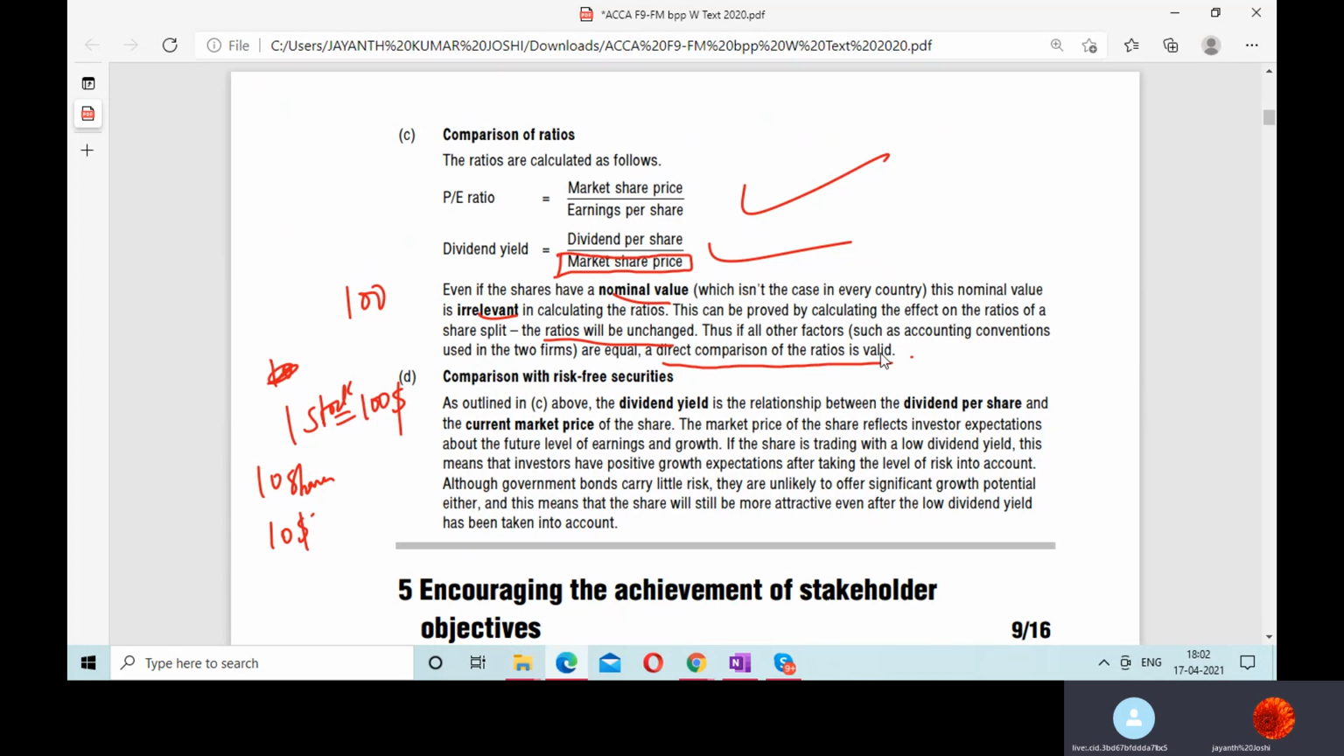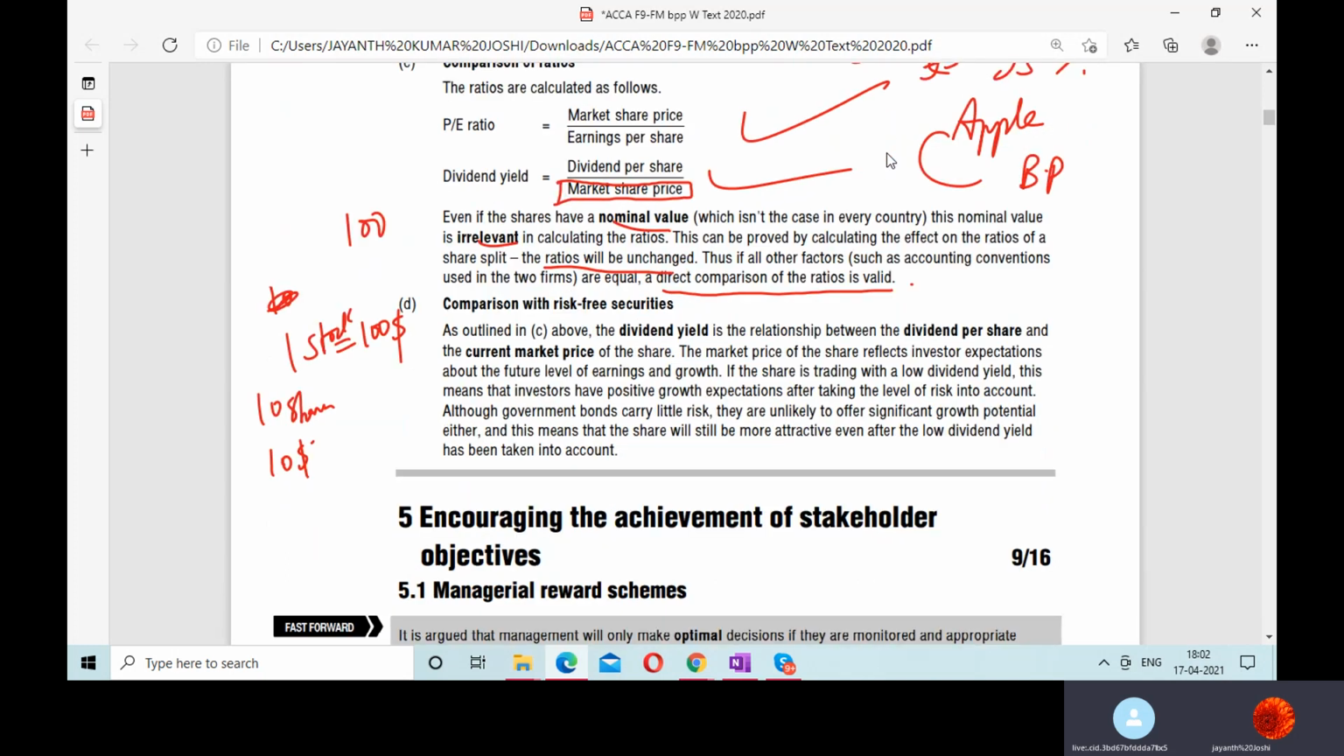Thus, if all the factors, such as the accounting conventions used in two firms, are equal, a direct comparison of ratios is valid. Again, if I want to compare Apple with British Petroleum, both should have the same kind of conventions and standards. Then ratios would be better to compare, correct? In general, 95% to 99% of things will be similar, and 5% may differ. They'll give a different picture.